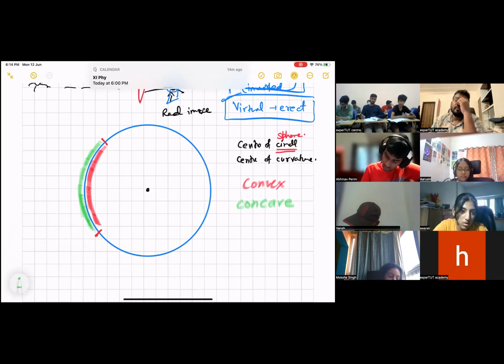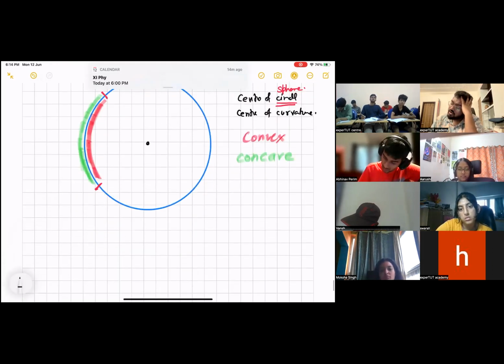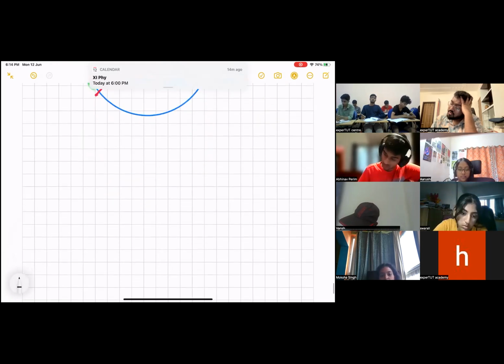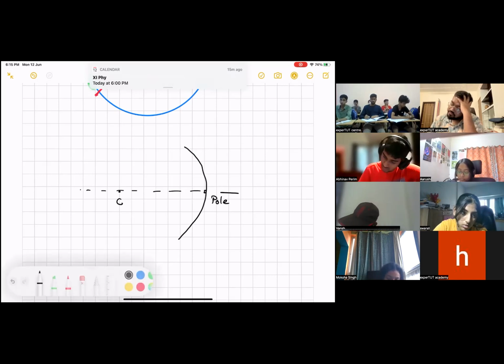In either case, the normal is always passing through the center. It doesn't matter. Let's say I'm taking an example of a concave mirror. Here, this is the center of curvature and this is called the pole of the mirror. Pole of the mirror, not the pole of the lens.